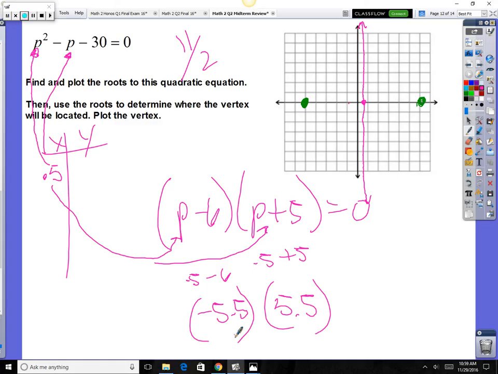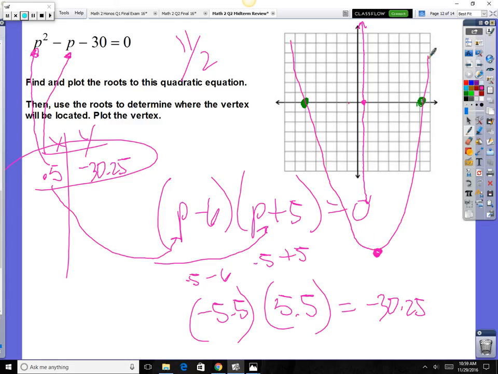Now I'm going to the calculator. Times those two together. Negative 5.5 times 5.5. And if you times these together, you get a negative 30.25. So now what that means is this. If you go over 0.5, you're going to go down 30.25, and that will be your vertex. So go over 0.5, down 30.25. So it's clear down here, way off the grid. So your parabola, something like that. So find the roots. Your vertex is going to go halfway between them, and then take whatever that is and plug it in, and it will give you the y.